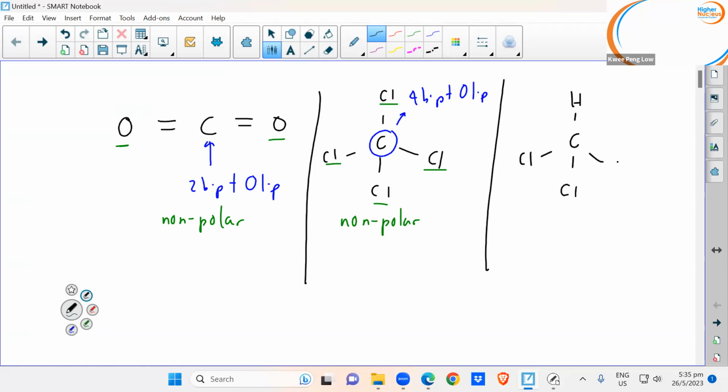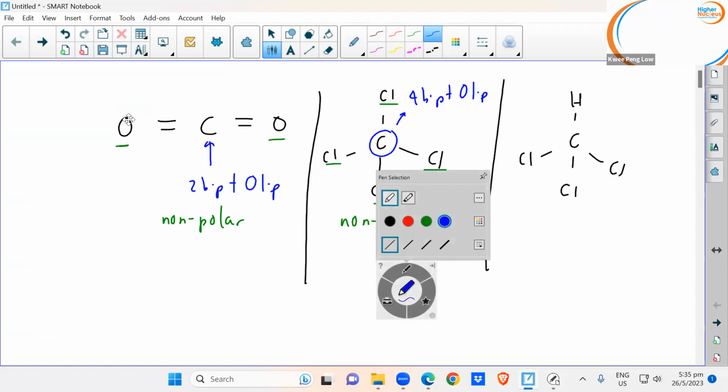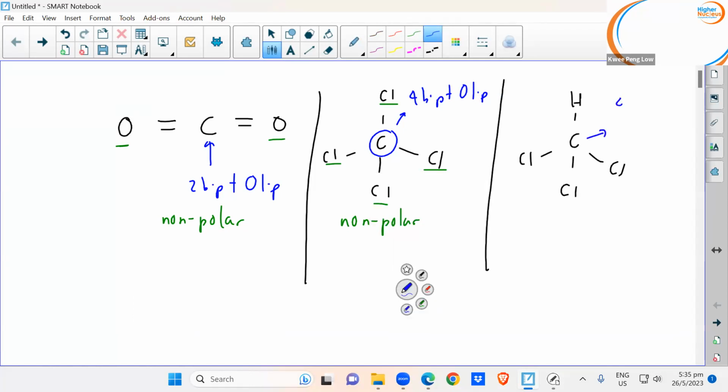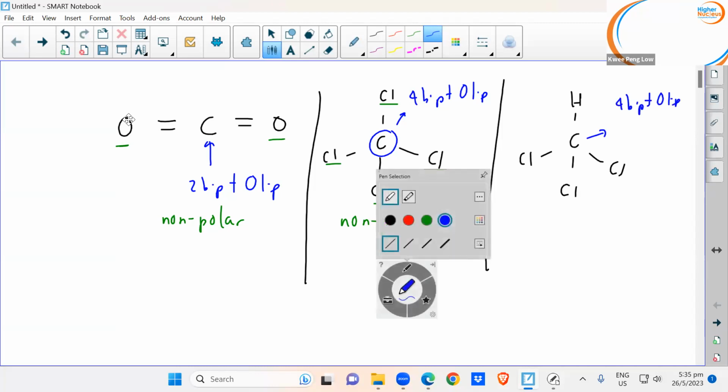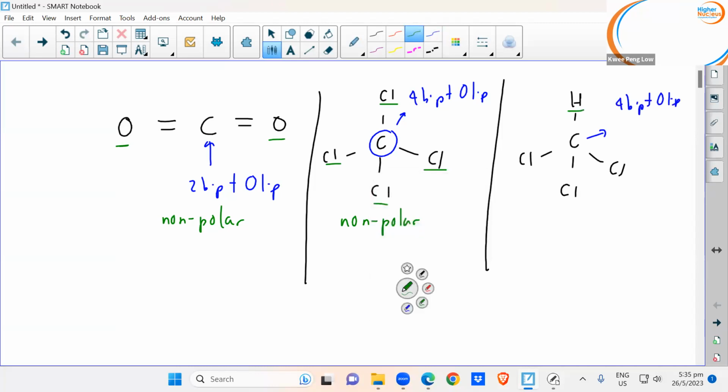CHCl3. The central atom here is my carbon again. So this carbon has 4 bond pair, 0 lone pair. But this time round, if you take a look, this atom is different from these three. So overall, this molecule is polar. Understand? So rule number 2 is the one that I'm going to use very often.